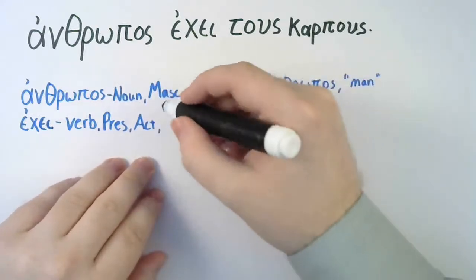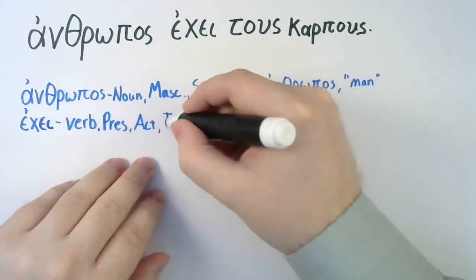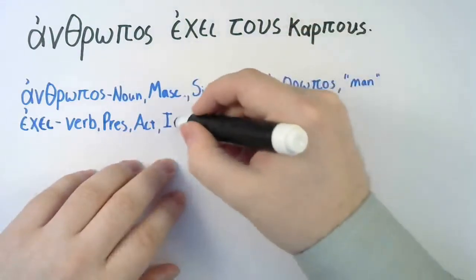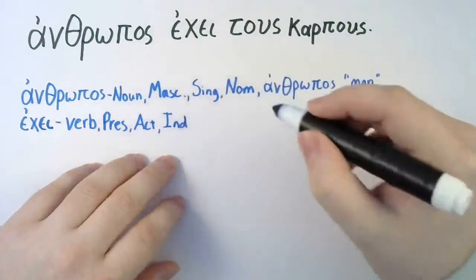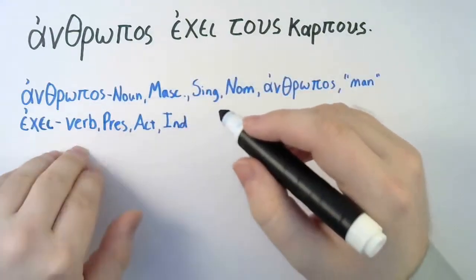And its mood is indicative, because that's the only one you know so far. And, well, more because it is indicative. Indicative mood, so it's a present active indicative verb.